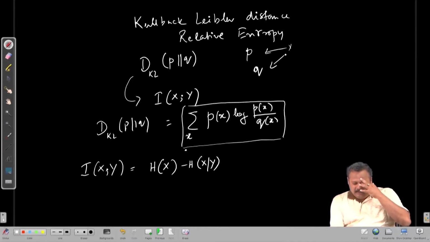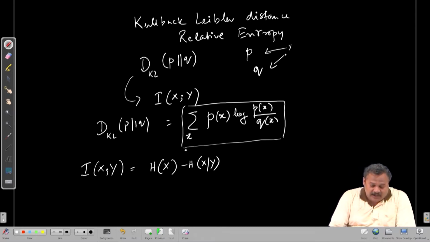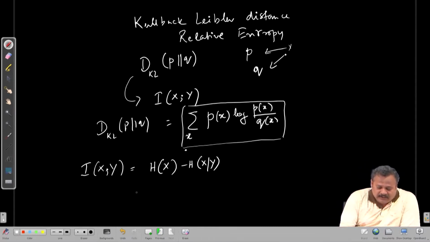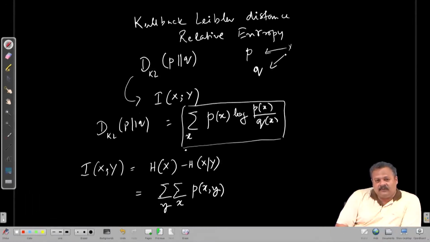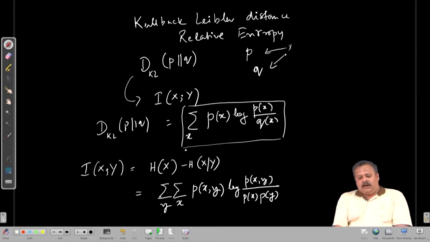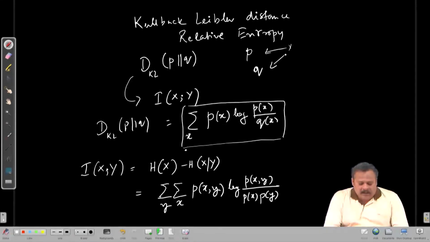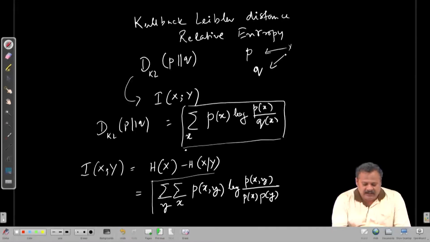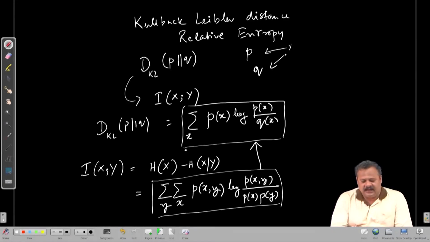So, by our definitions of h of x and h of x given y, we can show that it is also given in your handout that this is equal to the sum over all the x's and all the y's, p of x,y, this is the joint distribution of x and y, log of p of x,y divided by p of x and p of y. Now, if you look at this, this is a very similar expression as KL distance.